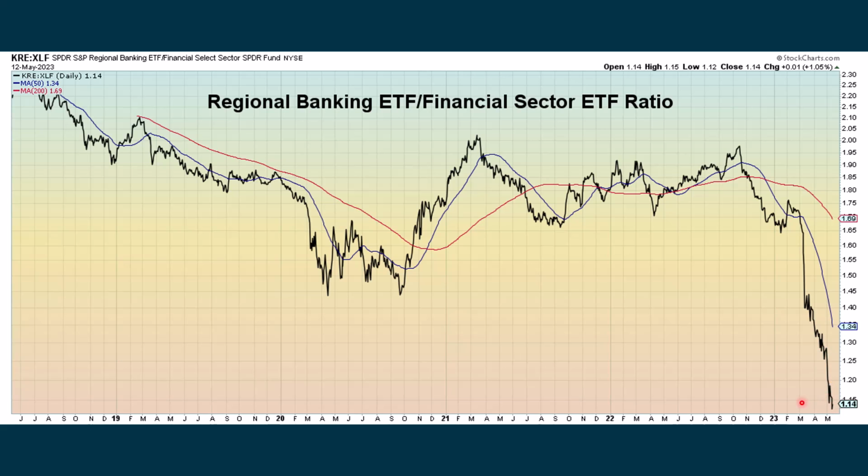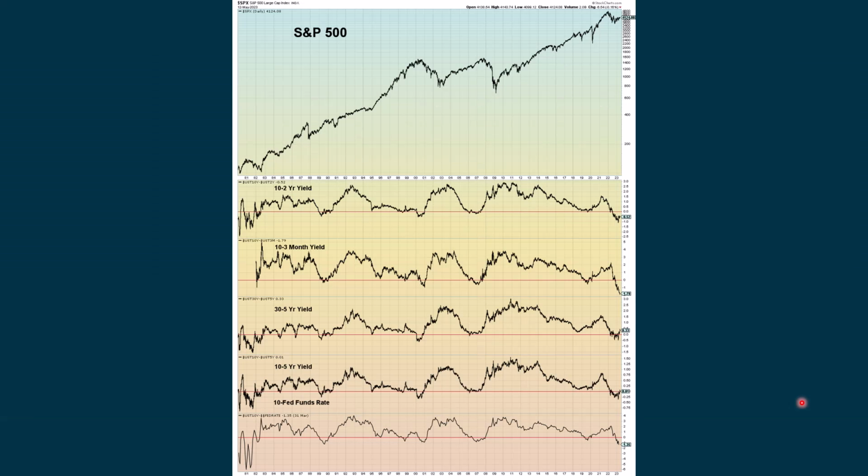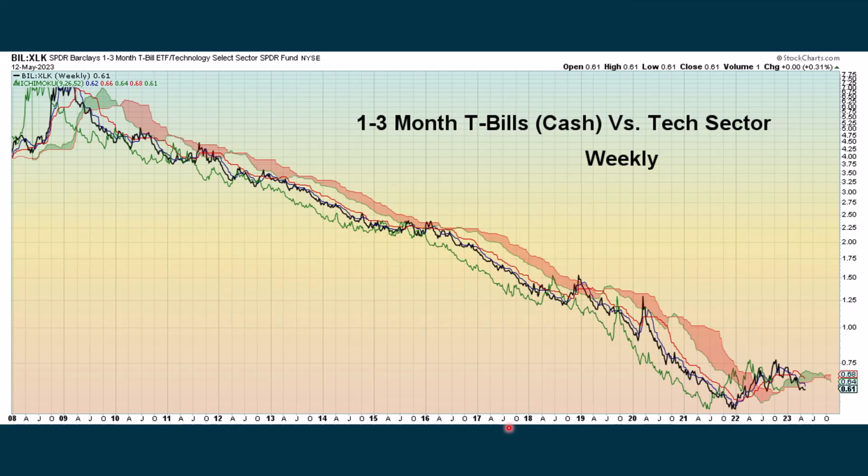Looking at our different yield curves, the 10 to the 2 remains inverted, and the 10 to the 3 month is also inverted. These are the two that we watch the most. The 30 to the 5 and the 10 to the 5 have now gone back to being not inverted. On the bottom, this tries to compare the 10-year yield with the Fed funds rate, but this information is only updated about once a month, so I don't use it very much.